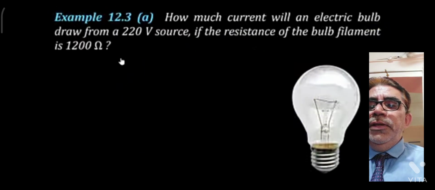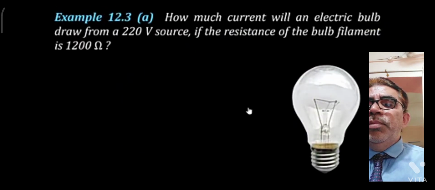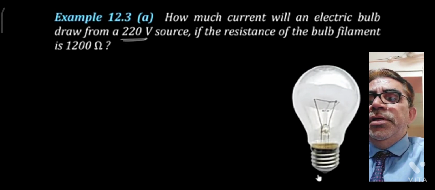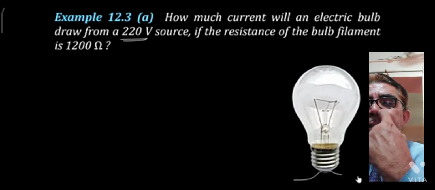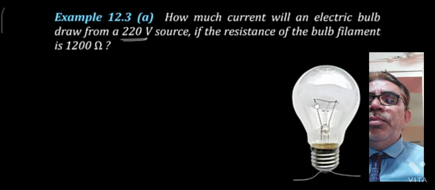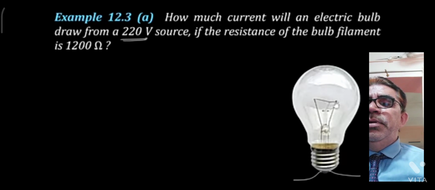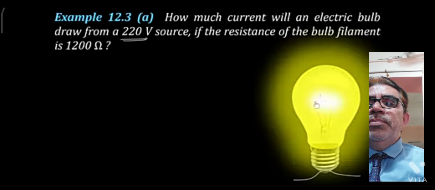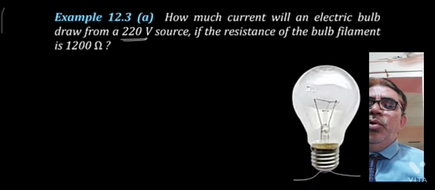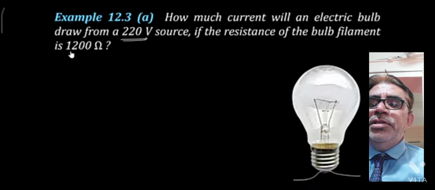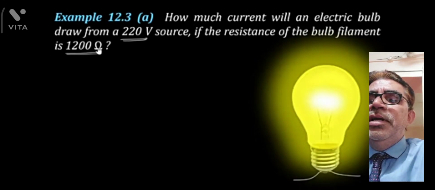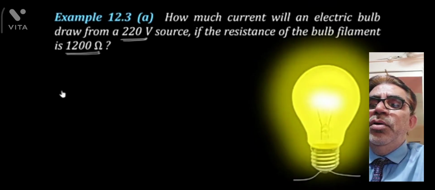Let us come to the numerical. The formula we have already seen, we have already got that V is equal to IR. And now we will see this: how much current will an electric bulb draw from a 220 volt source if the resistance of the bulb filament is 1200 ohm? So the bulb is here, the potential difference applied is 220 volt, and the filament itself is a resistance, and that resistance is 1200 ohm.